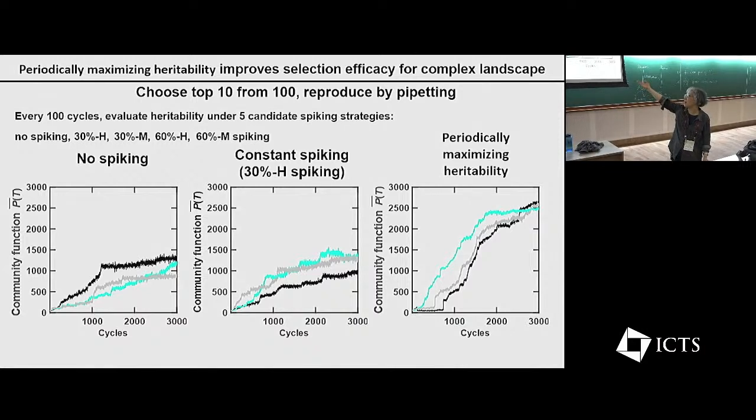You can do different types, say, more resource or less resource. You can do all sorts of perturbation, but whichever way, you ask which one gives you the highest heritability.